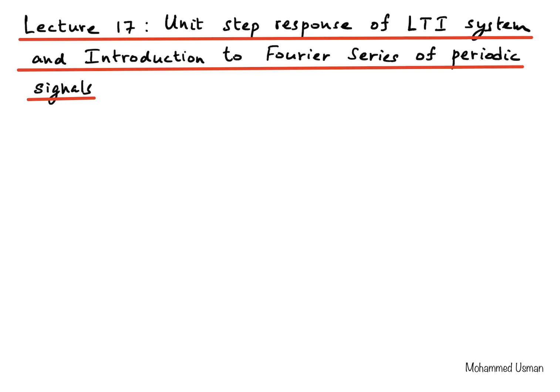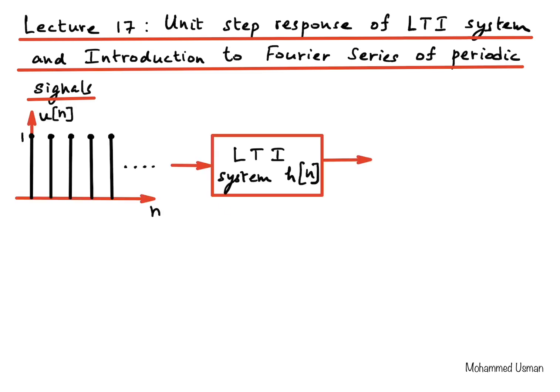So let us first talk about what is the unit step response of an LTI system. So we have depicted here an LTI system which has an impulse response given as h of n, and the input signal applied to it is a unit step signal. Okay, the unit step signal is defined as having a value of 1 for n greater than or equal to 0. So for n equal to 0, it has a value of 1, for n equal to 1, 2, 3, 4, and so on. And for negative values, it is 0. Okay, for n less than 0, u of n is equal to 0.